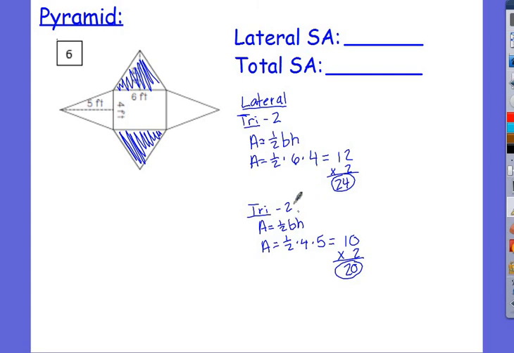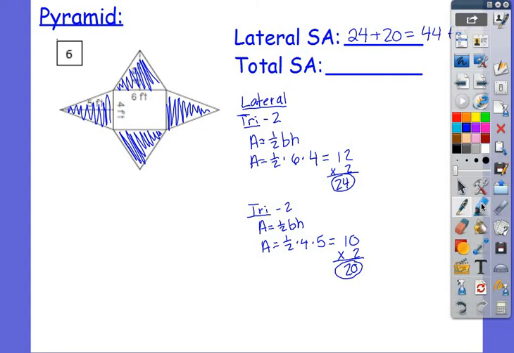All right. So now I painted these 2 triangles. Are there any other sides involved in the lateral part? No, because this is what it's sitting on. So to find my lateral surface area, I'm just going to add 24 plus 20, and I get 44 feet squared is my lateral.